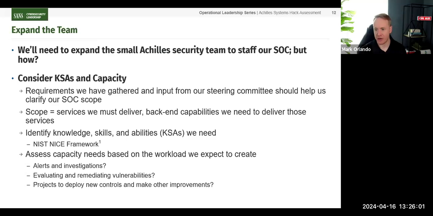So I want to share a link to the NICE framework, in case you want to check that out.